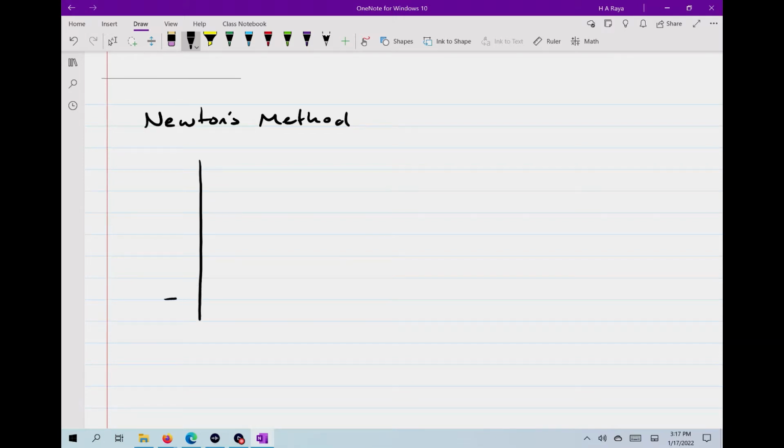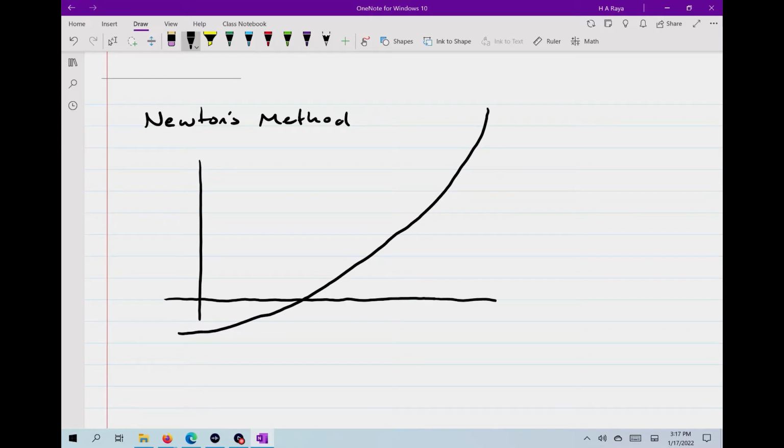Suppose that we had a function that has a zero, or a function that crosses the x-axis. Suppose our function looks something like this. Now, I could take a guess and say that maybe the root is somewhere here. Let's call that value x1. And as we follow that up to our function, at this point we can consider the tangent line.